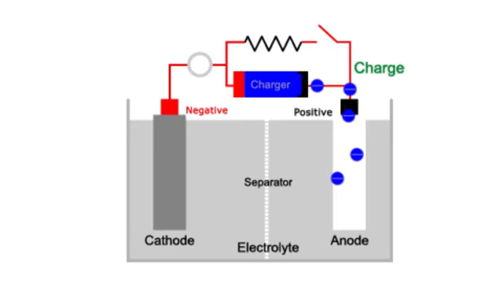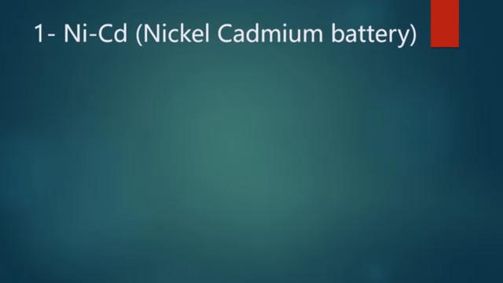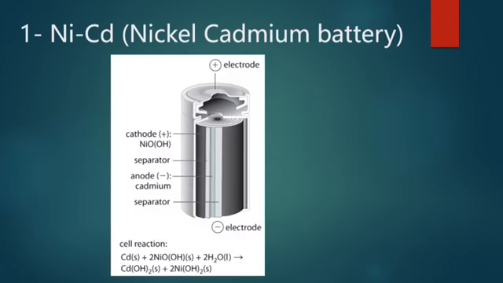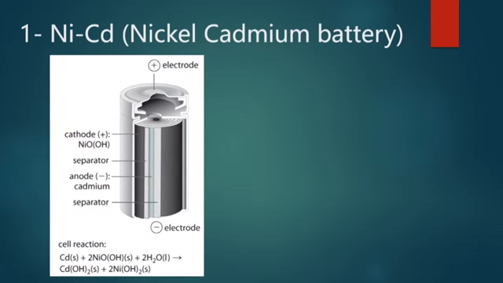So we have some examples of secondary cells. Our first example is the nickel-cadmium battery. The active components of a rechargeable nickel-cadmium battery are nickel hydroxide at the cathode and cadmium at the anode. For the electrolyte, usually potassium hydroxide is used.